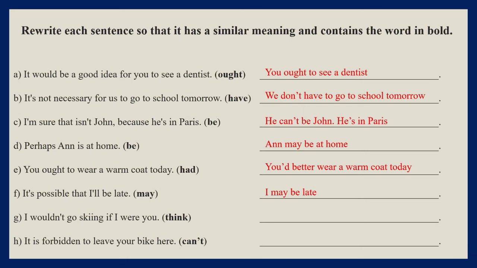G. I wouldn't go skiing if I were you. Again, this is a way of making a suggestion, and we could use think to make a suggestion. We are saying someone shouldn't do something, so we start the sentence with I don't think you should go skiing. We cannot say I think you shouldn't go skiing.